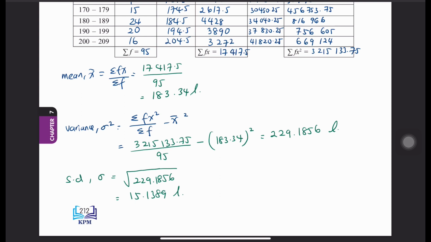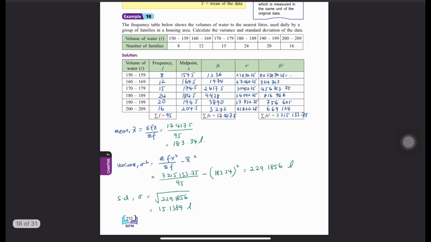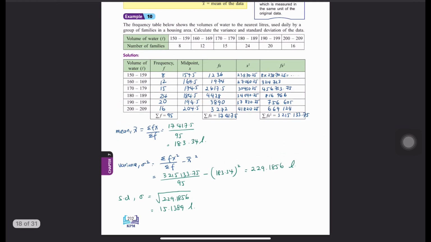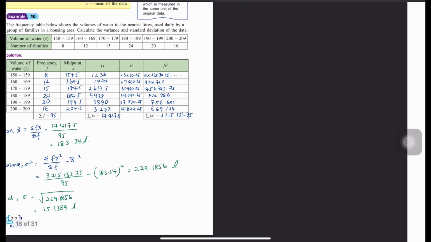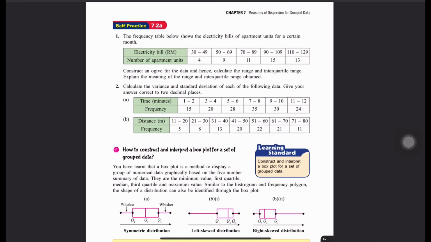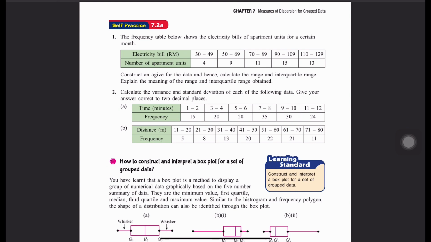Okay, so tugasan saya untuk awak, saya nak awak cari what is actually the meaning of standard deviation. Jangan awak belajar saja kira, okay, ni variance, ni standard deviation. Okay, what does actually the values of standard deviation means for your data? Itu saya nak tahu. Nanti saya akan tanya dalam kelas, dalam group kita. Okay, jadi kita belajar kira dulu. Okay, so I want you to try self-practice 7.2a.